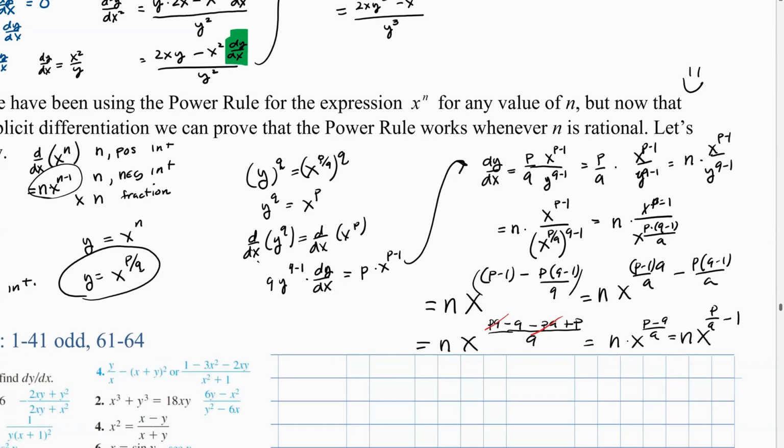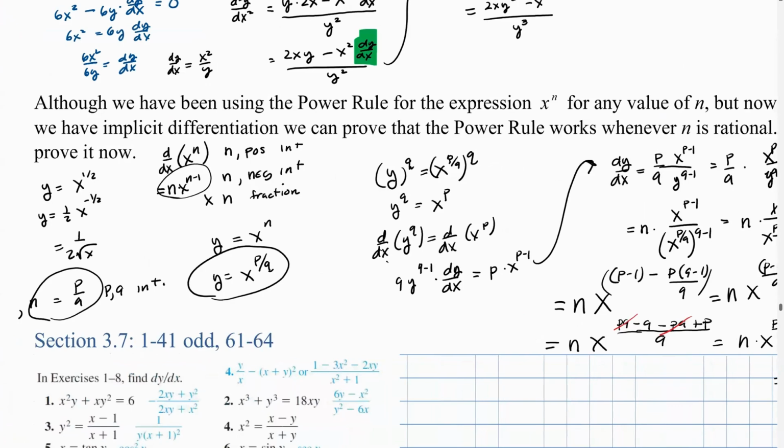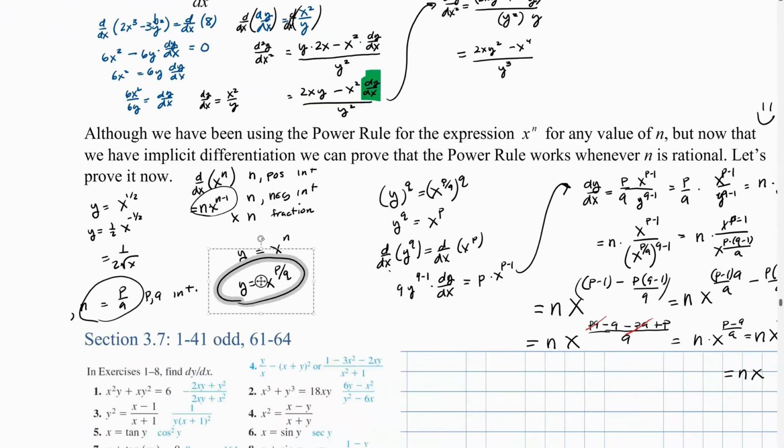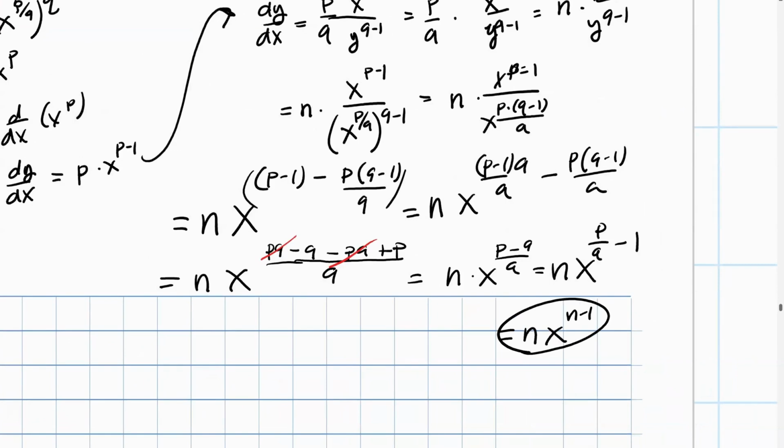Do you see it now? n x to the p over q, and we defined p over q as n. So therefore, this is n x to the n minus 1. And there we have it.